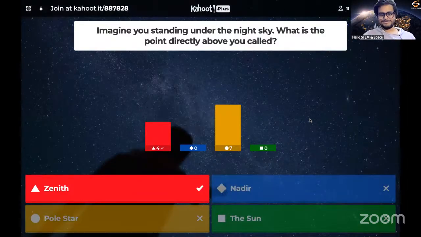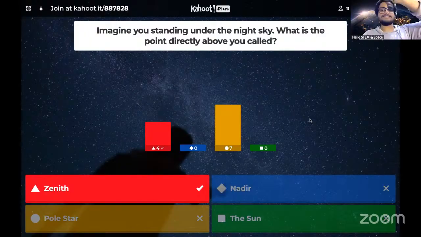And oh, it is zenith. Zenith is the point directly above you. Pole star is not directly above you. Pole star is directly above the North Pole. If you are standing on the North Pole, directly above the North Pole, then your zenith and the pole star would be the same. But wherever you are standing on Earth, the point that is directly above you is called the point of zenith.